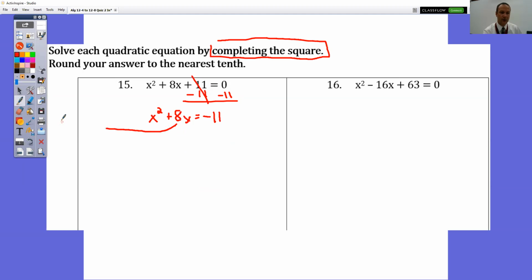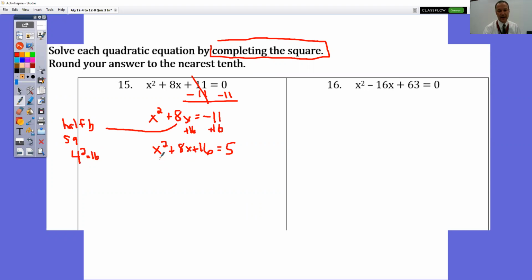We want to look at our b value. Just like on the previous questions, we want to take half of our b value and then square it. So half of 8 is 4. Then we want to square it. That gives us 16. We want to add that number to both sides of the equal sign, because we're creating a trinomial that is a perfect square. So now we have x squared plus 8x plus 16 equals 5. This trinomial is a perfect square now.